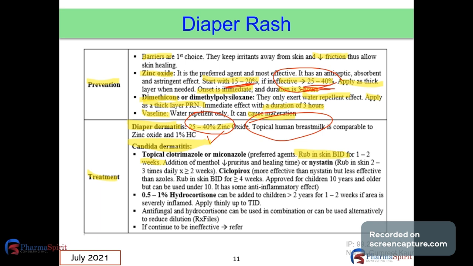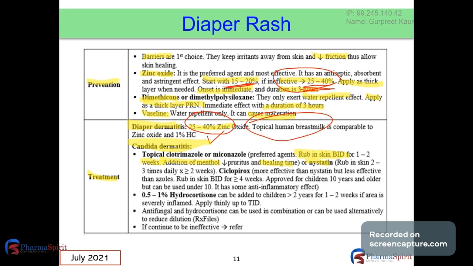We need to rub them in the skin twice daily for 1 to 2 weeks. And it's important to remember that it's rubbing in the skin, not like zinc oxide when you apply a thick layer. Sometimes we add menthol to reduce the pruritus, and also it reduces the healing time. We also may use nystatin. However, nystatin is not as effective as the azoles antifungal. So nystatin can be used.